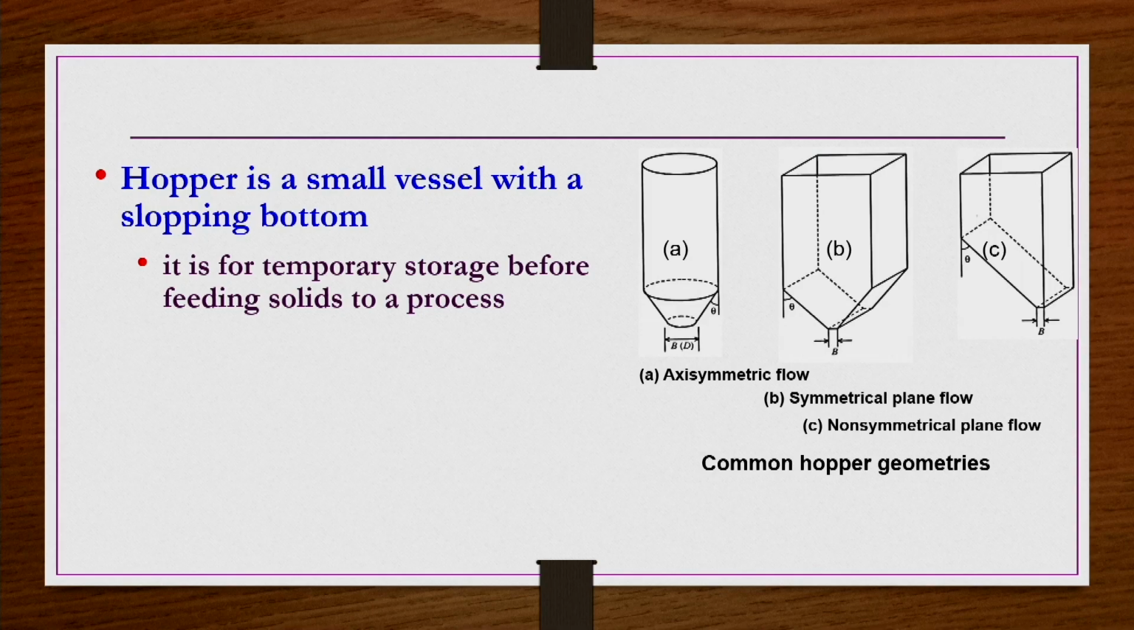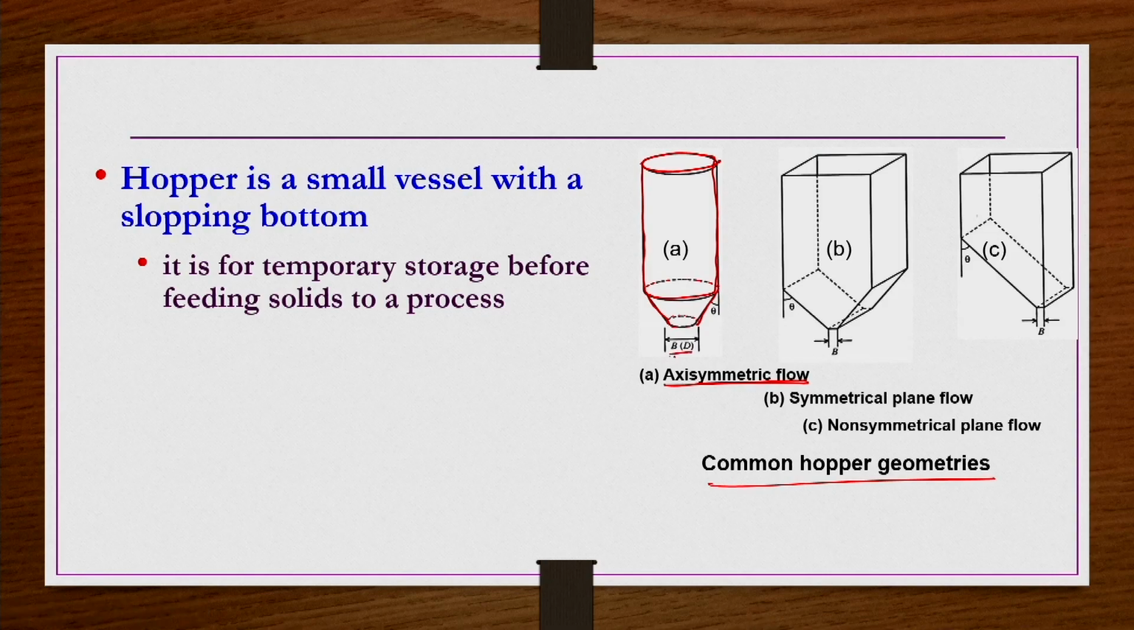So, if you look at common hopper geometries, three different types are possible. The first one is the cylindrical container with axisymmetric flow conditions. We have a cylindrical vessel like this, and then a sloping bottom like this, and then a sufficiently large opening here.